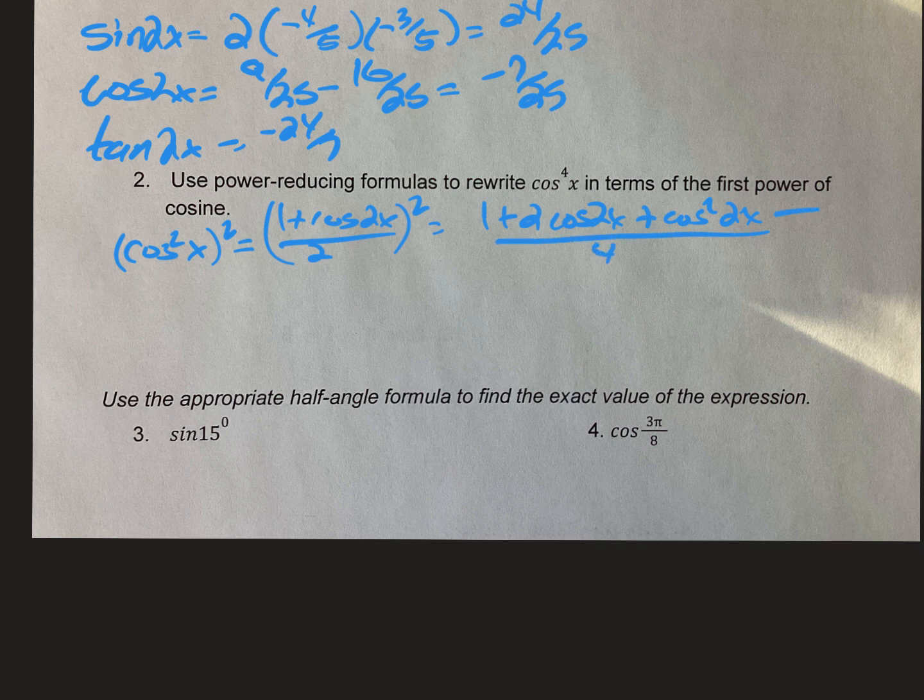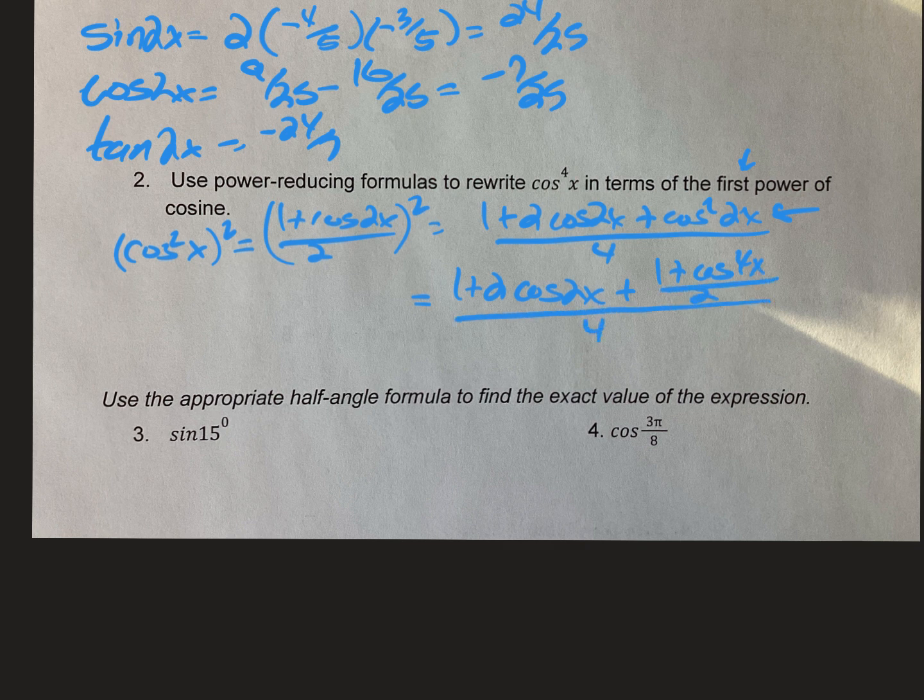Now, because I have that cosine squared term right there, and the directions said to write it in the first power of cosine, I'm going to square that. I'm going to go 1 plus 2 cosine 2x plus cosine squared 2x. Now, if I follow the sheet again, I get 1 plus cosine 4x. You double the angle, over 2, all that over 4.